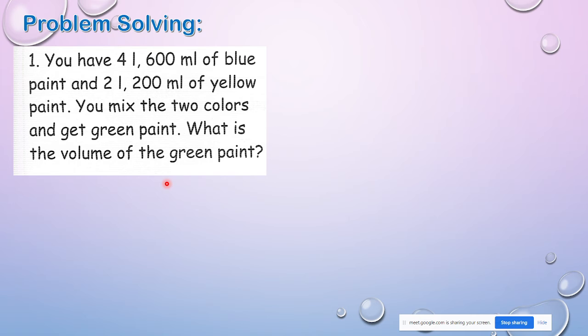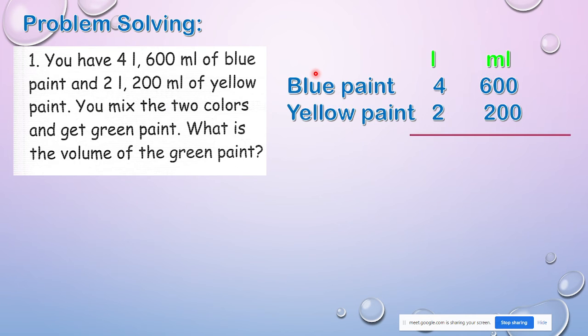Wait, this is not 41. This is 4L. 2L. That's liter, okay? Yes, this is L, small L. At first, Teacher Danica also thought it's 41, but that's 4L. Okay, now listen to Teacher Danica first, okay?